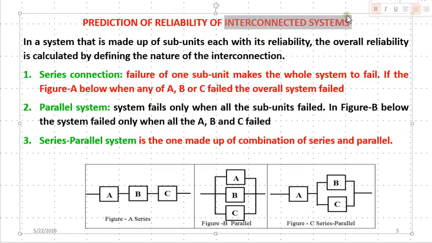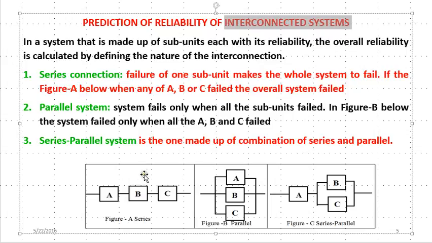So now, how are we going to get the reliability for a system where the components are connected in series, where the components are connected in parallel, and where the components are a combination of series and parallel? Now, a series connection, which is number one, we know if they are arranged in series, they should be like this diagram A.